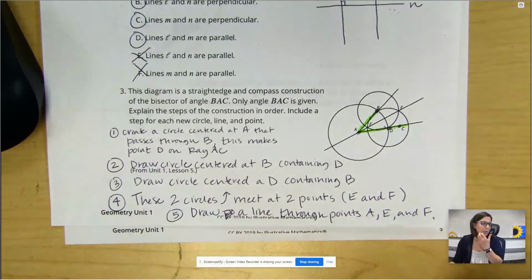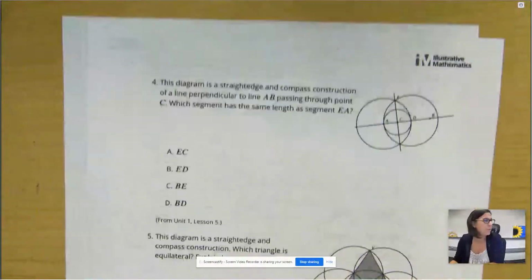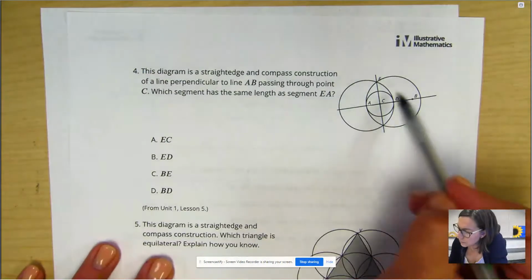All right, lots of different ways you could say that. We're just practicing, trying to be as clear as we can, giving our steps to the construction. All right, number 4. Here's another diagram, looks familiar.